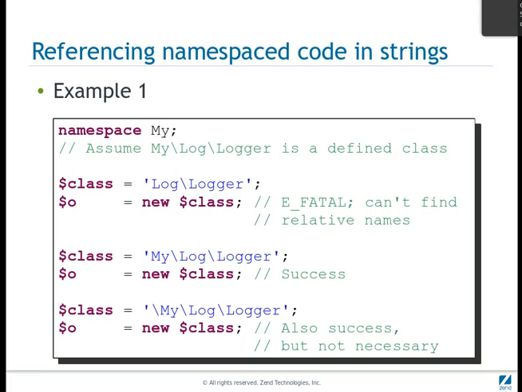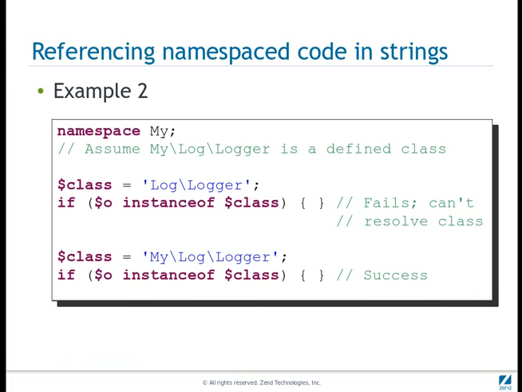So the next thing you can do is say my\log\logger. So fully qualify it, except don't use the namespace prefix at the beginning. That's a success. You can also use the namespace prefix, but it's not necessary. I find that if I just omit it from the beginning, it's perfectly fine, and it makes it a little bit easier on my fingers as I'm typing.